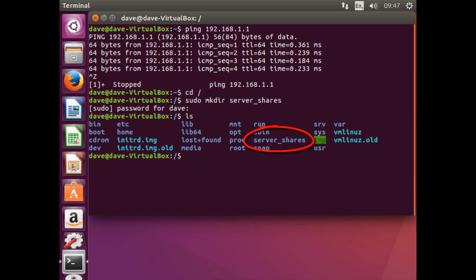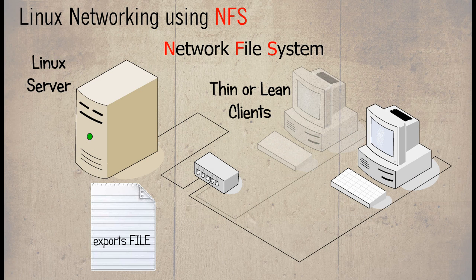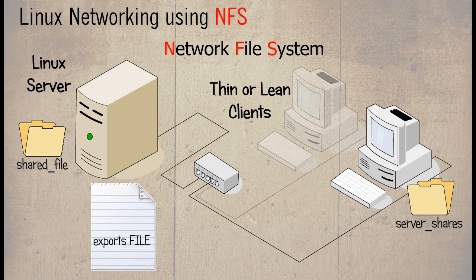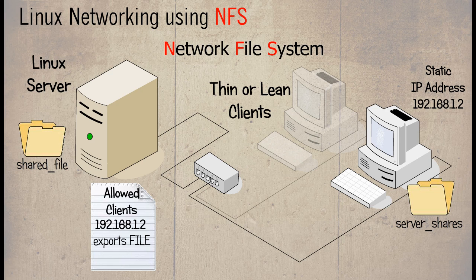Let's just take a break here and recap on what we have basically done. Other than installing a number of applications and updating both the Linux server and the Linux client, we have created two directories, one on the Linux server called shared file, and another on the Linux client called server shares, and assigned it with an IP address of 192.168.1.2. We updated the exports file on the Linux server with the client's IP address, so those that are listed in the export file can share information or data that is put into the shared file directory.